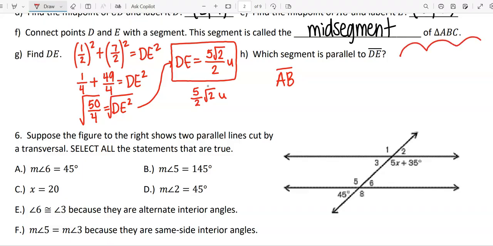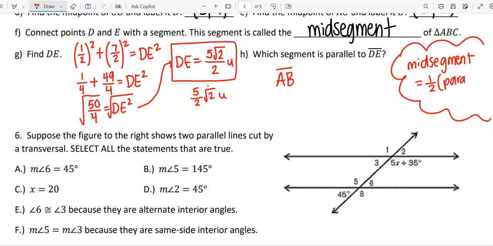So, important note here. Midsegment equals half of the parallel side. So if it's parallel to AB, its length is going to be half of AB. That makes sense because we met the other two sides halfway between, like in the middle. So we kind of cut them in half. Makes sense that it would be half the length of the parallel side.